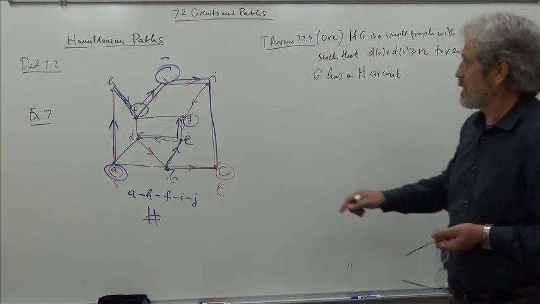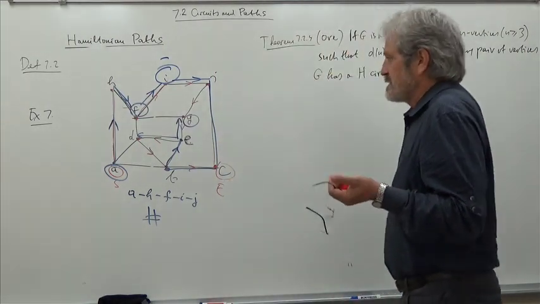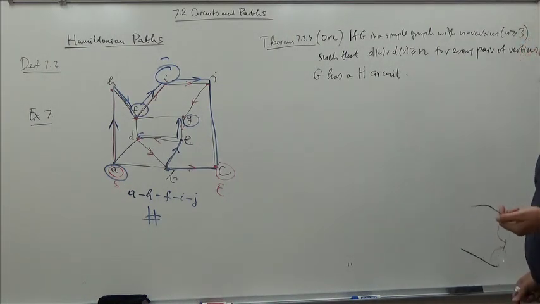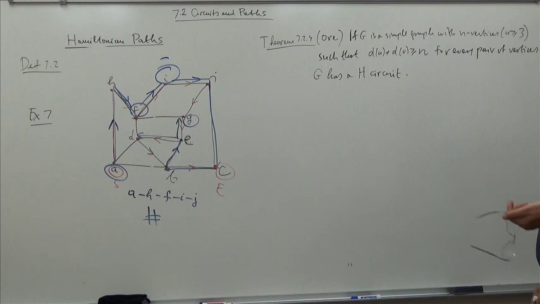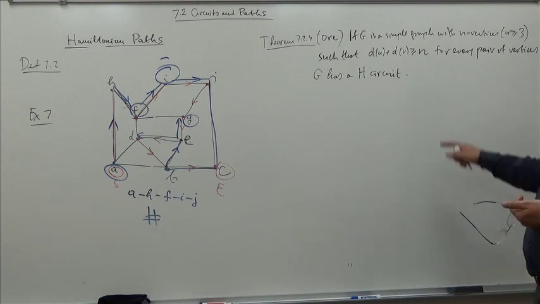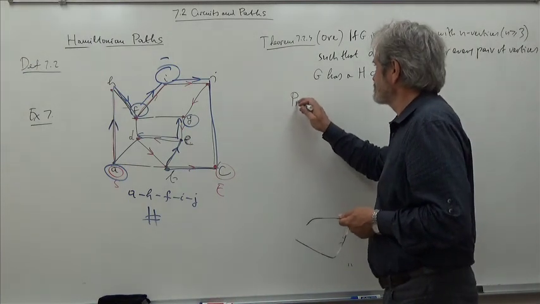No. For example, this one: when you take I, H, and C, their sum of degrees is just 4, so it doesn't satisfy this, but it still has a Hamiltonian path. Okay, this is for circuit, but it's easy to make examples of graphs that do not satisfy this but still have a Hamiltonian circuit. So this is just a sufficient condition, and it's interesting to see the proof.